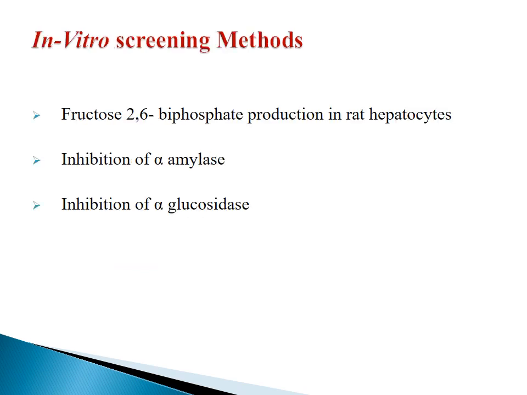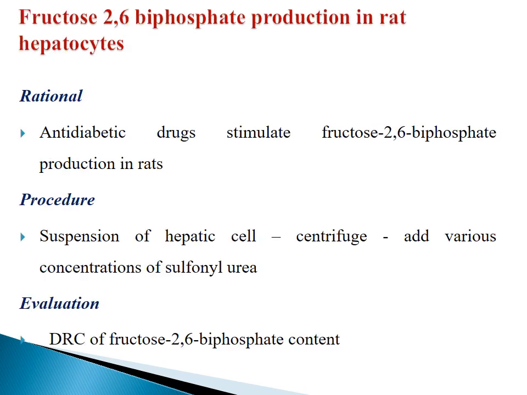Till now, we have discussed various in vivo methods for screening of antidiabetic drugs. Now, we will have a look at different in vitro methods available for screening that include fructose 2,6 biphosphate production in rat hepatocytes, inhibition of alpha amylase enzyme, and inhibition of alpha glucosidase enzyme. The first in vitro method, fructose 2,6 biphosphate production in rat hepatocytes, is based on the principle that antidiabetic drugs stimulate production of fructose 2,6 biphosphate in rats.